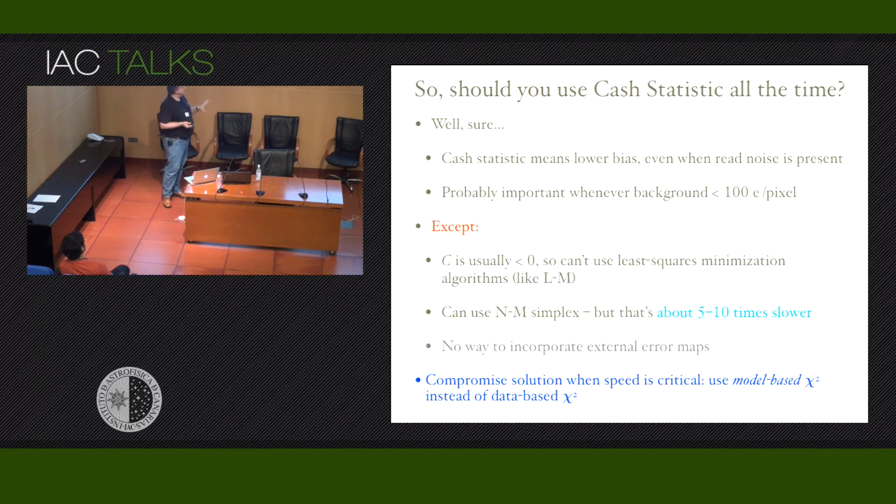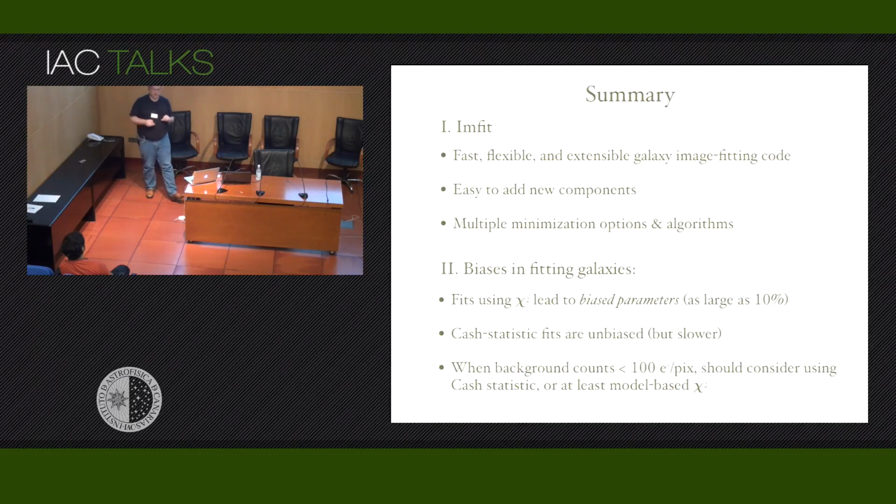If you're going to use chi-squared, I would point out that the model-based chi-squared that is estimating your individual pixel errors from the model values has about half the bias of the data-based chi-squared.